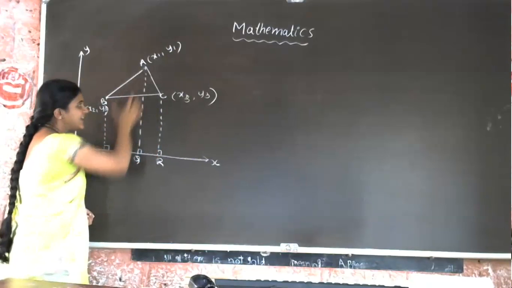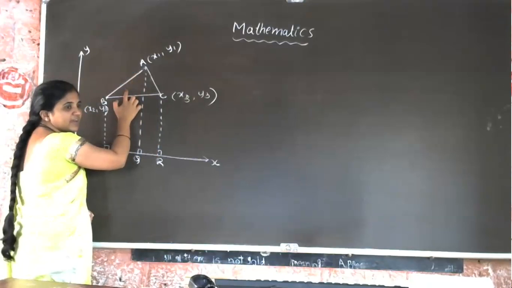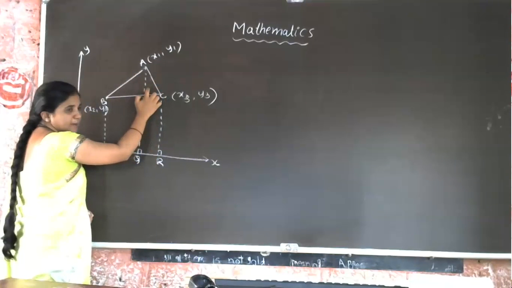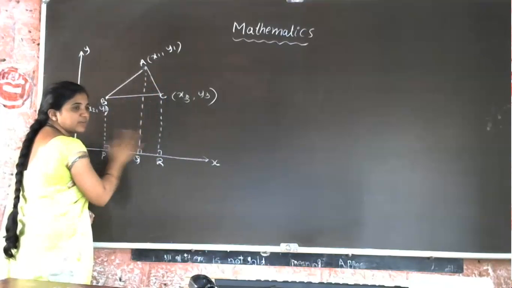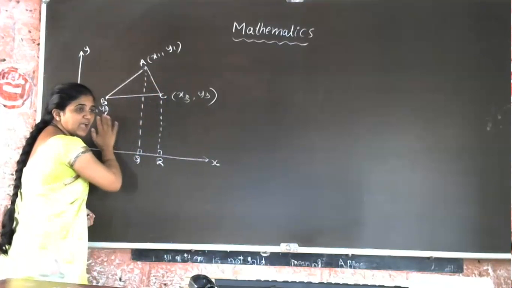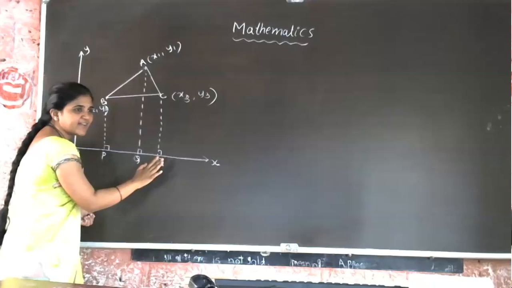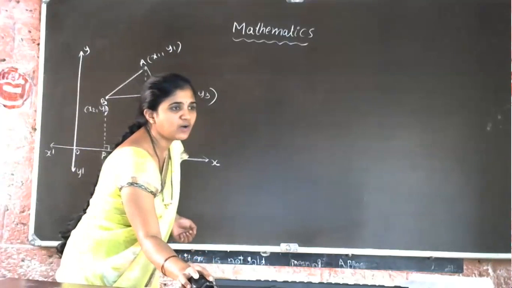Got the idea? In this area this part is covered, and in this area this part is covered, but this part is also covered. No, this part we don't actually want. So that we have to subtract. Got the idea? Yes. So how to subtract that one?